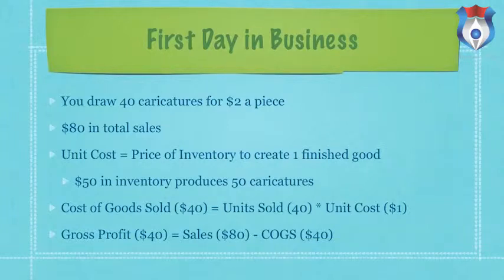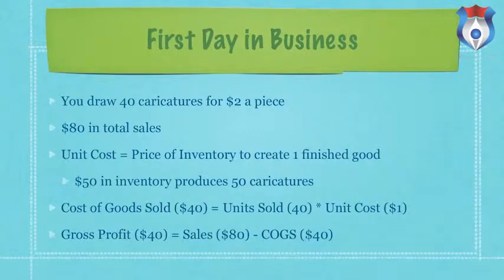So if you have $50 in inventory and that inventory creates 50 caricatures, that means your unit cost is $1. Now, cost of goods sold is going to equal out to $40. And what that means, just quite simply, is you sold 40 caricatures, as I detailed above, at a unit cost of $1 each. So it cost you $40 to create the goods that you then sold for $80.